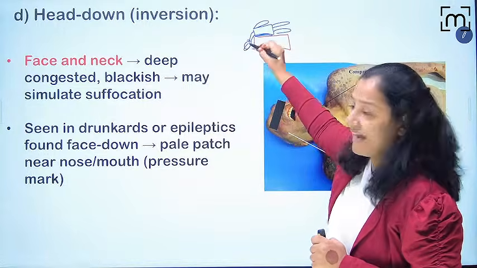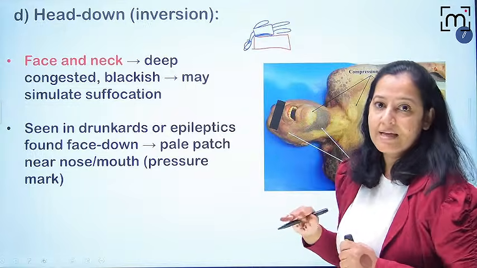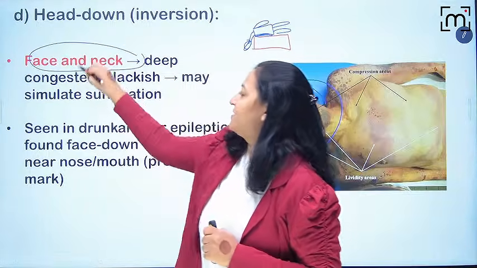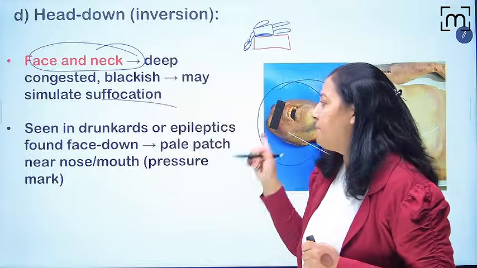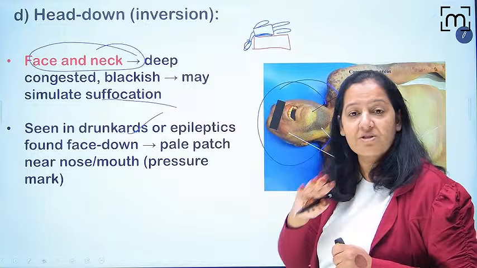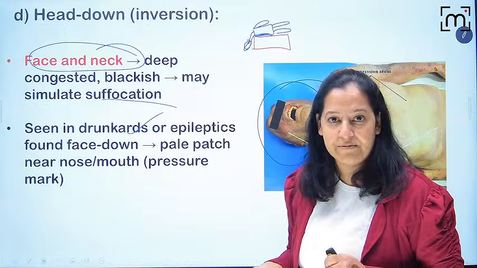So the head is hanging. The head and the neck are hanging like this. In that case, there is complete lividity in the face. Face and neck are deeply congested, looking like suffocation. It may mimic suffocation. It can be seen in drunkards, where the person is drunk and died like this, or in case of epilepsy.